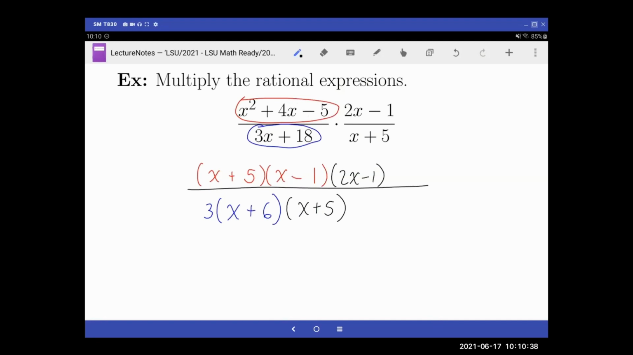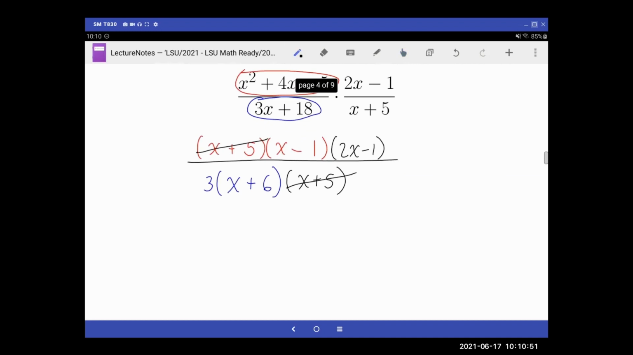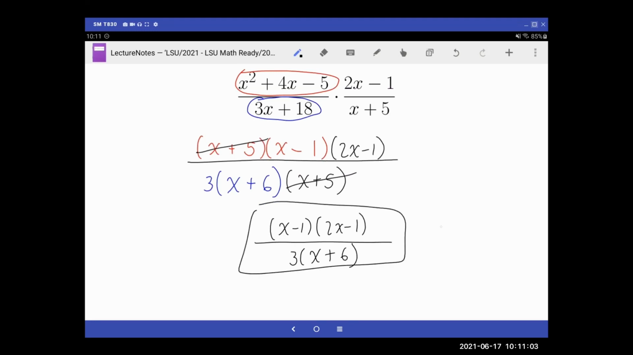All right, so I put this as one big fraction, right? Now let's see if anything cancels out. The x plus 5 on top and bottom would cancel. And that will leave me with x minus 1 times 2x minus 1 over 3x plus 6. So there we go, that is simplified. I do want to clarify though, except when x is equal to negative 5, are these the same?